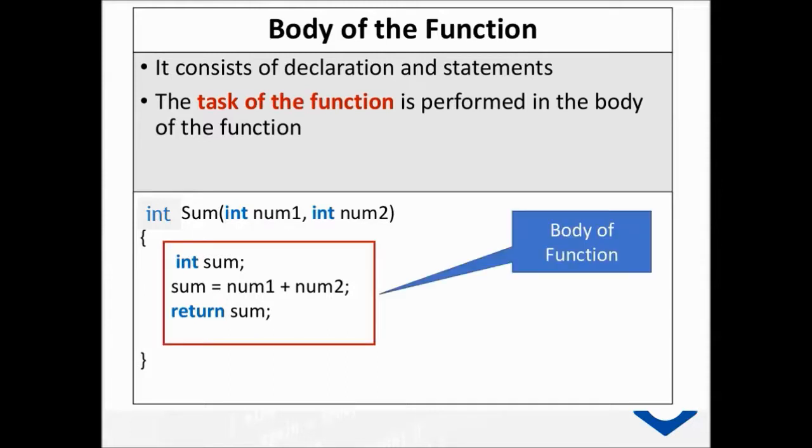This is the body of the function where we declare a variable sum. Then we use this variable to sum the number 1 and number 2 variables. And then we return this sum back to the program.